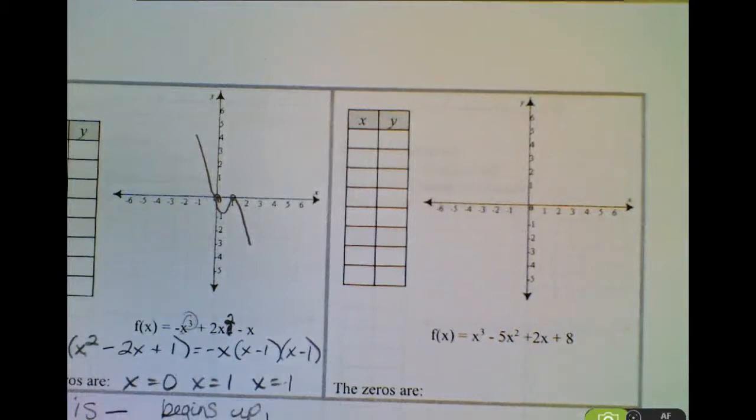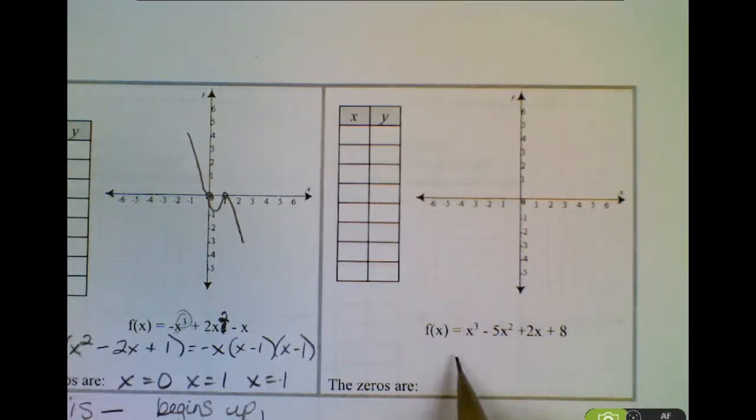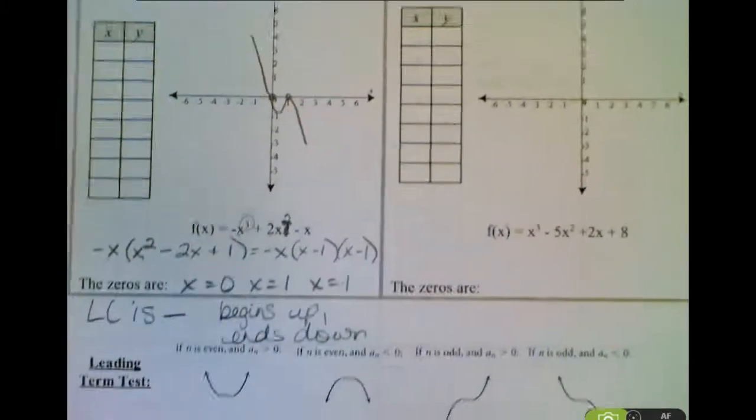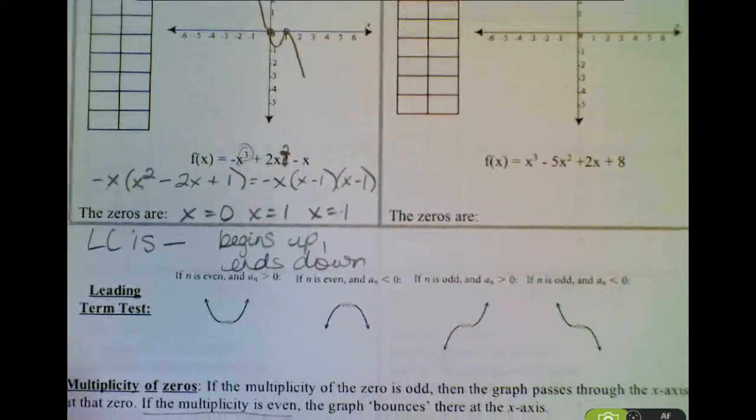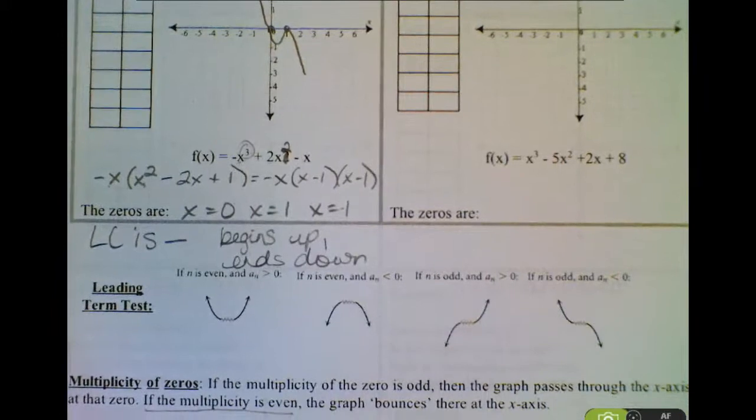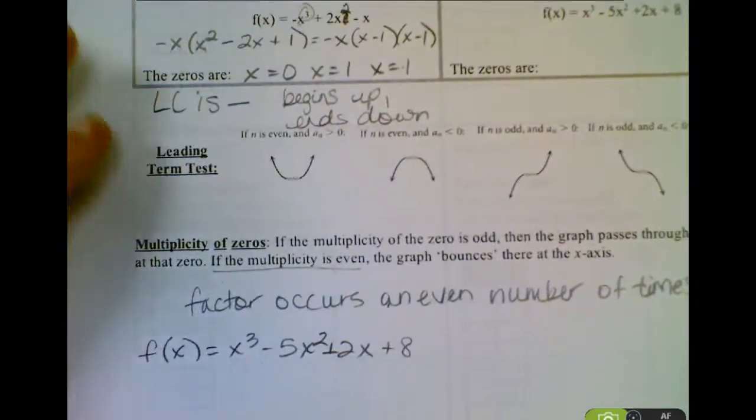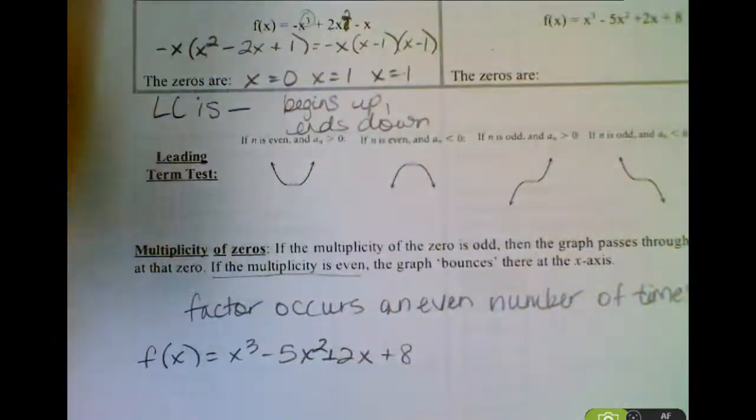All right, so now for this one down here, f of x equals x cubed minus 5x squared plus 2x plus 8. This is not factored yet. So now what do we do if we're going to try and get this solved so that we can graph our points? We'll do what we did in class today, Monday and Tuesday, which was using rational root theorem. Okay, I'm just transferring that problem down here.